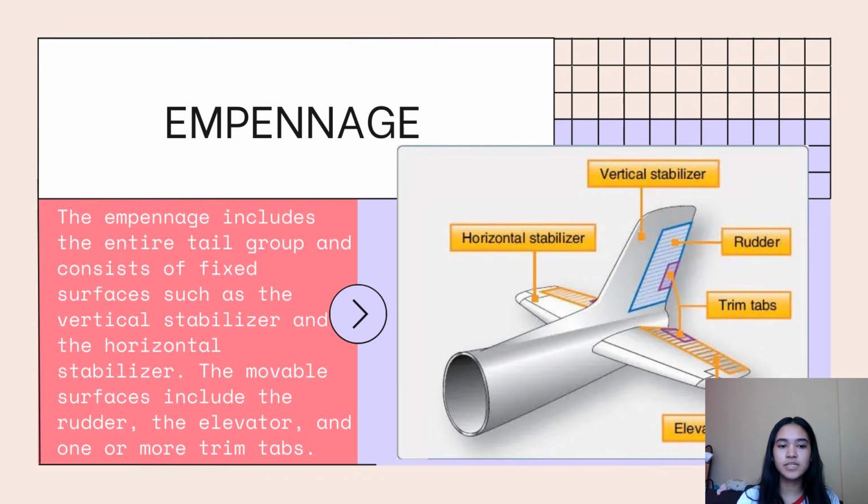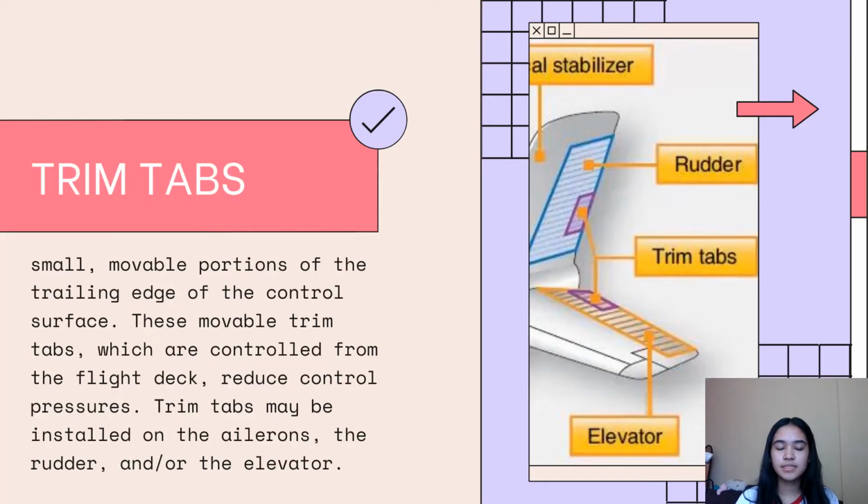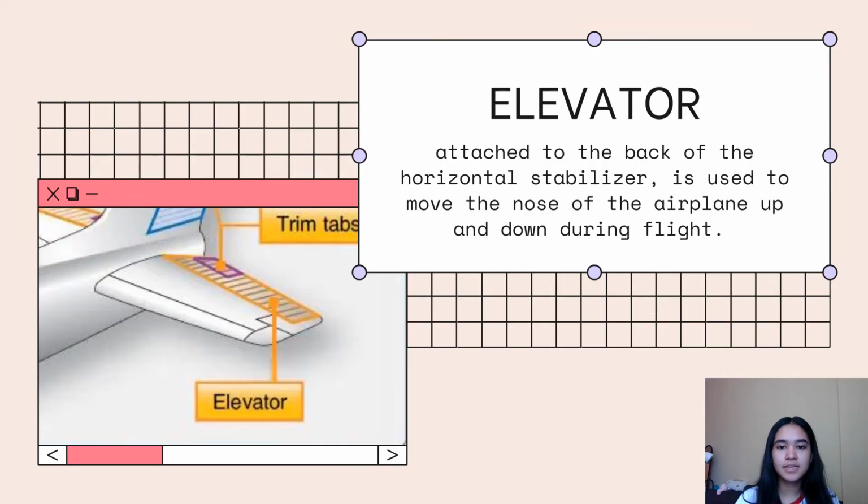Third is the empennage. The empennage includes the entire tail group and consists of fixed surfaces such as the vertical stabilizer and the horizontal stabilizer. Empennage has three movable surfaces. First is the rudder, attached to the back of the vertical stabilizer. Second is the trim tabs, small movable portions of the trailing edge of a control surface. Last and third is the elevator, attached to the back of the horizontal stabilizer. It's used to move the nose of the airplane up and down during flight.